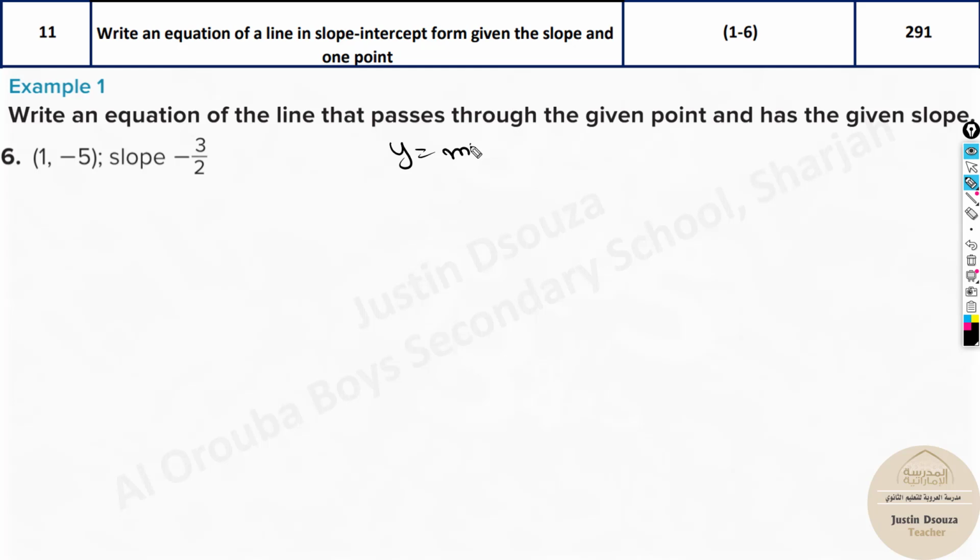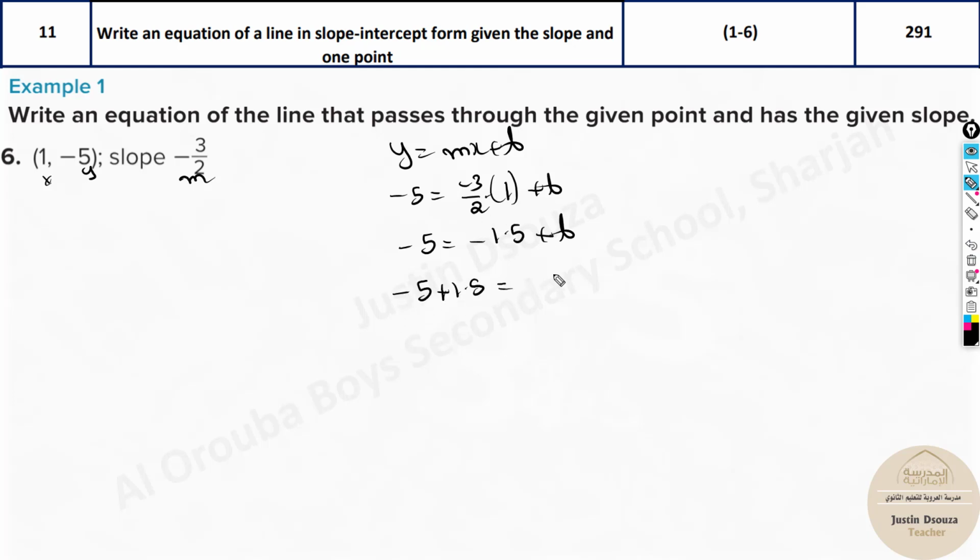Y equals mx plus b. Substitute. What is x, y, and m? Y is minus 5 equals m, which is minus 3 by 2, multiplied by x, which is 1, plus b. Now, when you multiply this, minus 5 equals minus 3 by 2. I will write 3 by 2 as 1.5, so it's minus 1.5 plus b. Let me take 1.5 to the other side. Minus 5 plus 1.5 equals b. The answer over here would be minus 3.5 equals b. I hope this is clear.